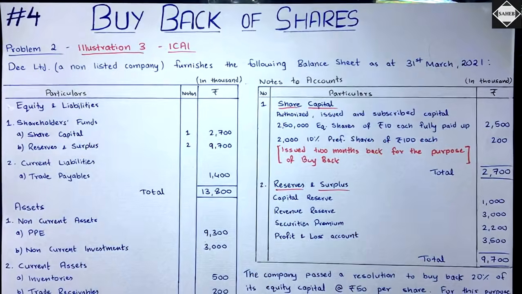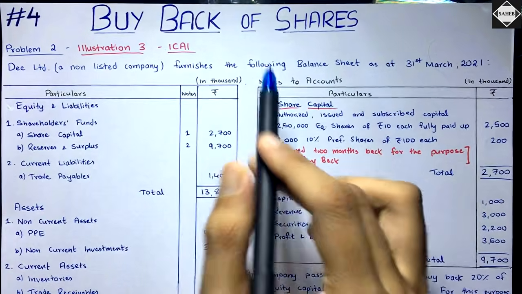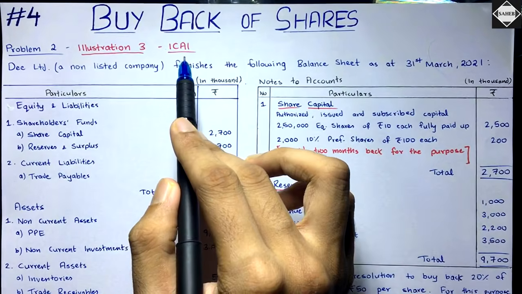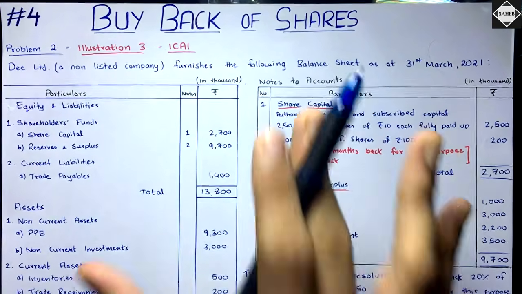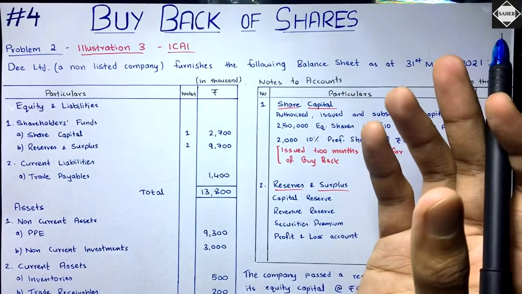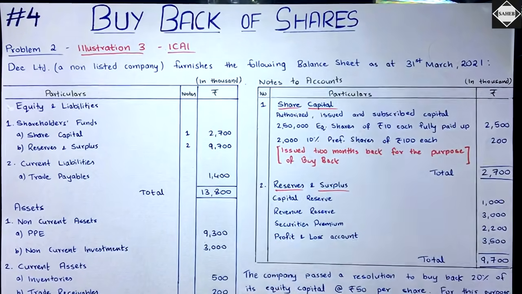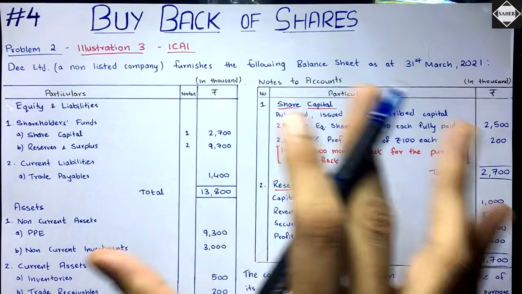Hi everyone, welcome back to Saheb Academy. In today's fourth video of the buyback chapter, we're going to solve illustration 3 of the ICAI study material. But of our series, this is problem 2. I have chosen this question because here they are also asking to prepare the balance sheet after the buyback. So you have to understand how to prepare the post balance sheet. That's what we're going to focus on in this video. Let's understand what we have in this question and then we're going to solve it.